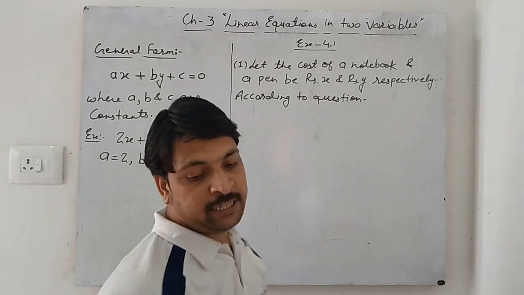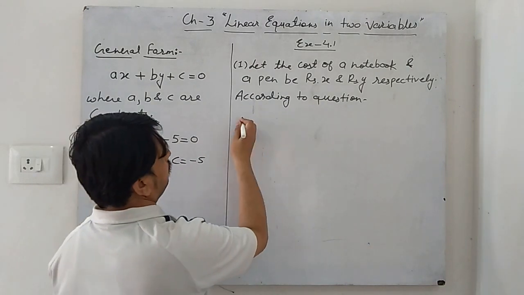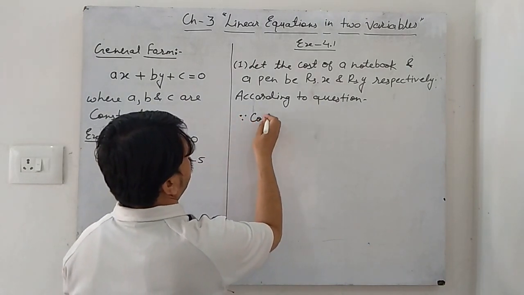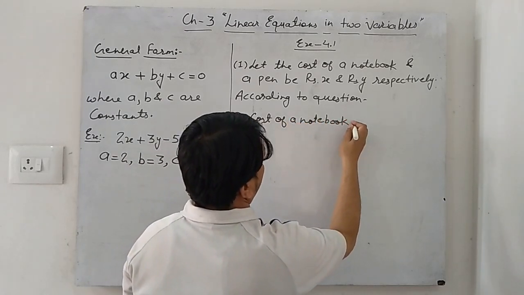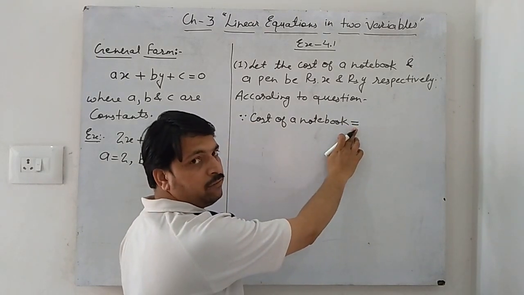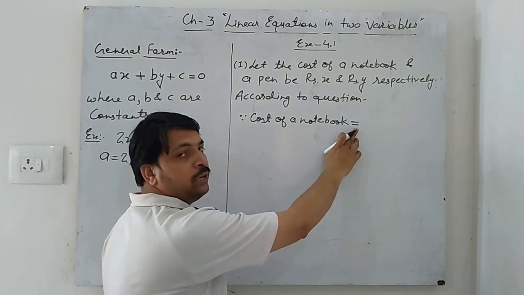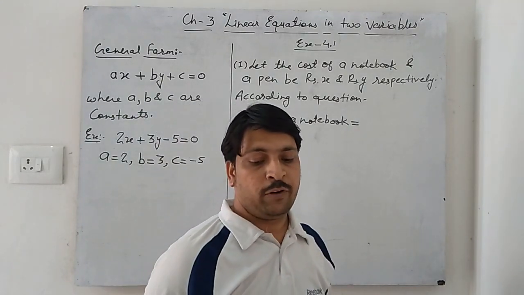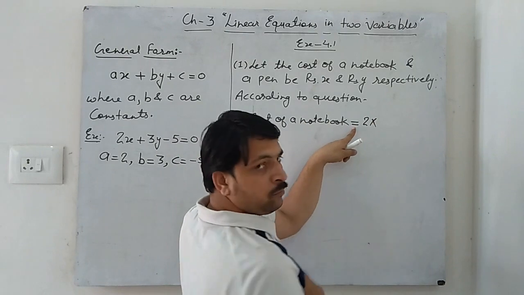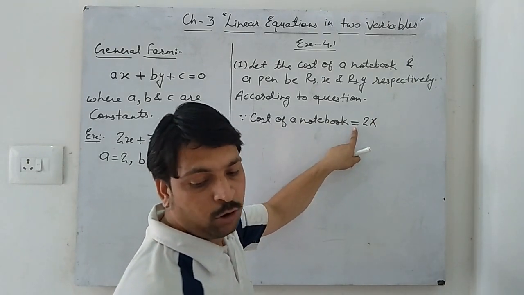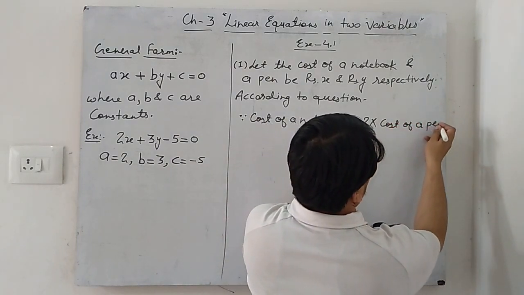What is our statement? Students, listen carefully. Given: cost of a notebook is twice the cost of a pen. Here, "is" represents the equal symbol. Is, are, am, was, were, will be, shall be, they will represent the equal symbol in equations. Clear? So the cost of a notebook is twice, and twice means 2 multiply, the cost of a pen.